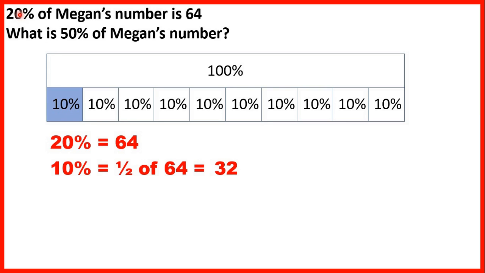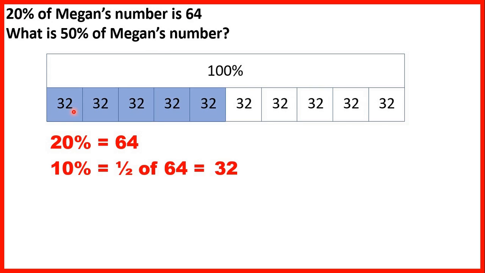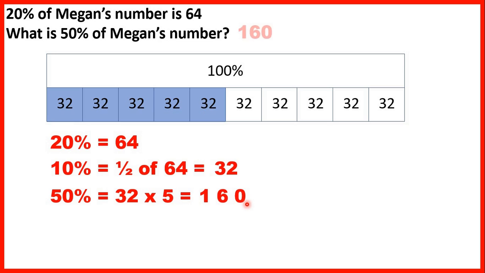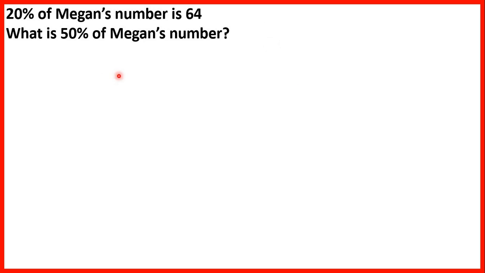So if 20% is 64, that means 10% is 32, but we want to find 50%, and that's the same as 5 10%. So to work out 50%, if we know that 10% is 32, we can multiply 32 by 5, because 10% times 5 is 50%, and 32 times 5 is 160, so that must be 50% of Megan's number. There is another way of working this out.